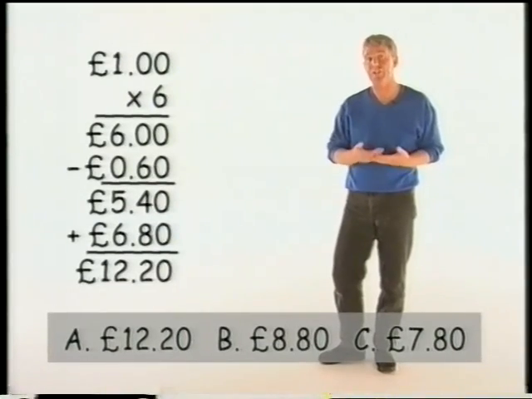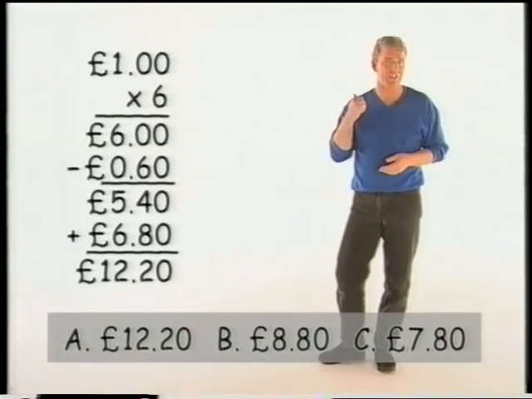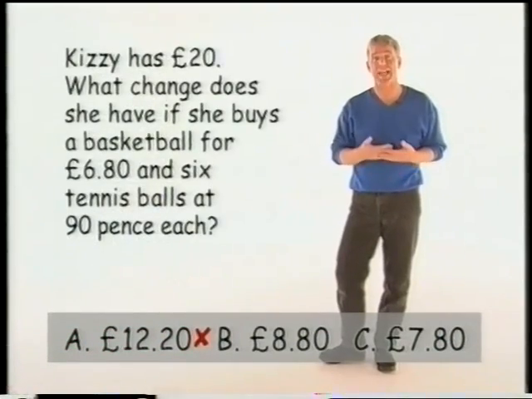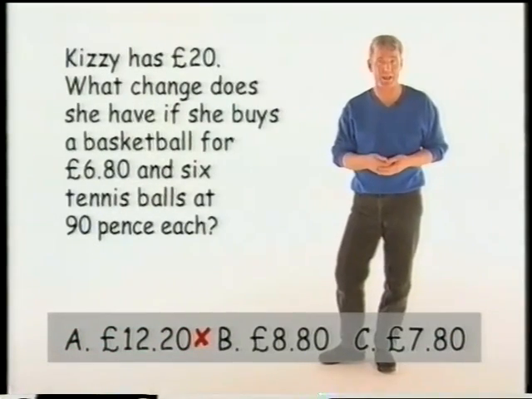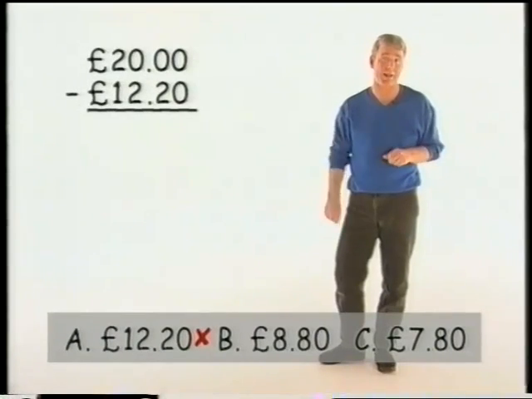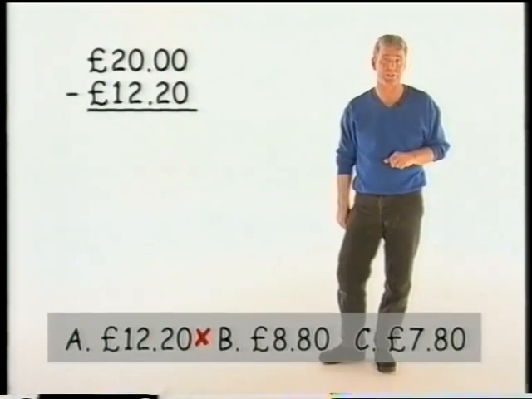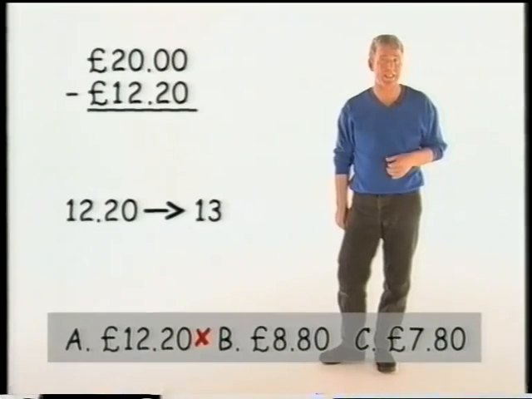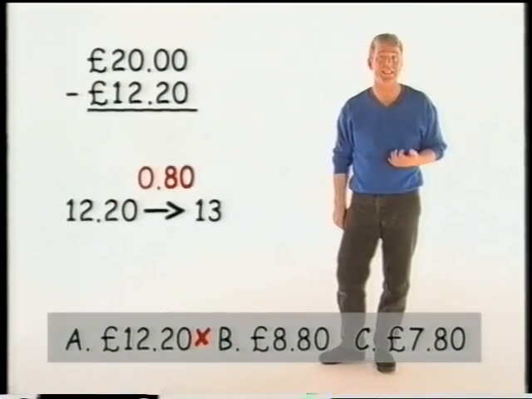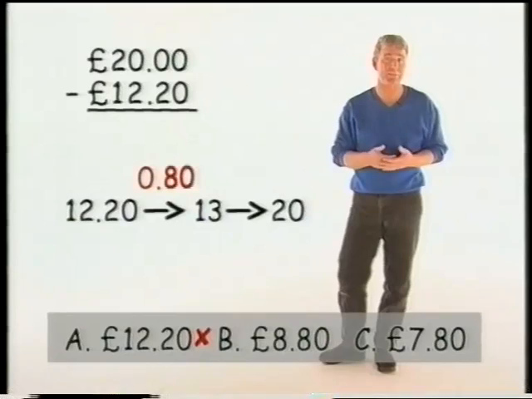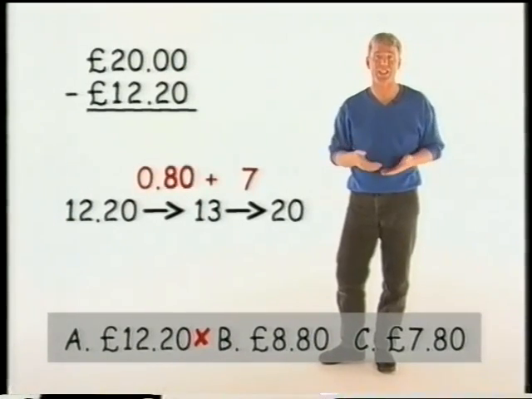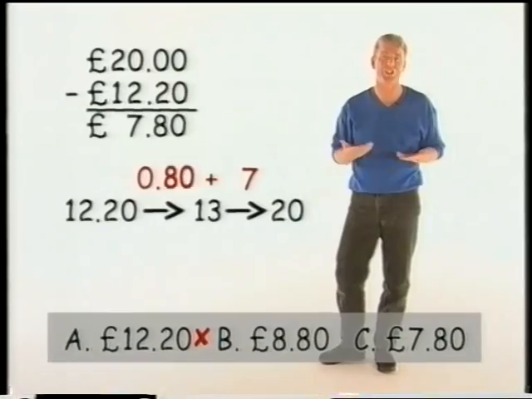So we've spent £12.20, which is answer A, but that's not the right answer. The question asks how much change is there from £20. So we have to take £12.20 from £20. Let's do this by counting on. £12.20 to £13 is 80p, and then £13 to £20 is £7. So the change is £7.80, which is answer C.